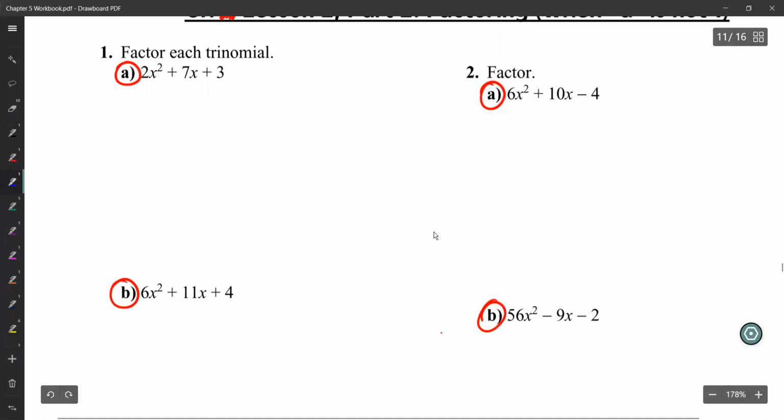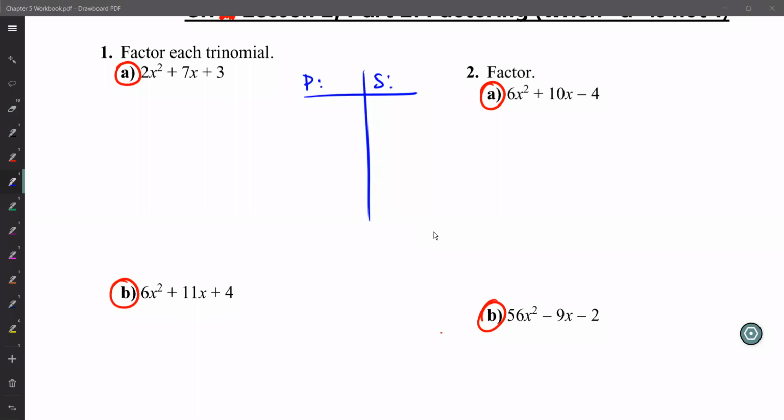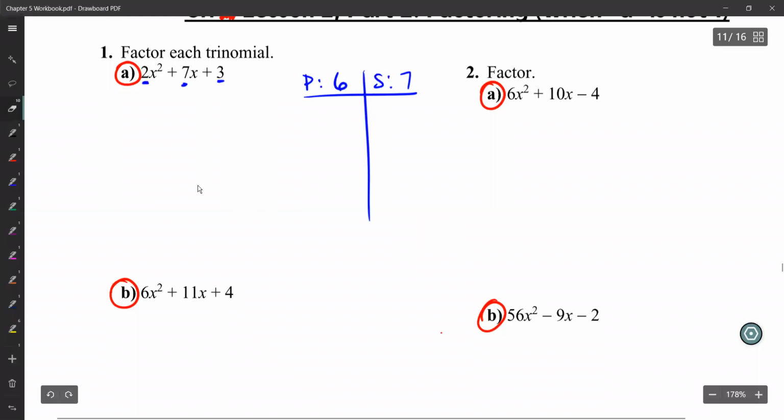So I am looking for what product and what sum. Who can help us with the product and sum? Product 3, sum 7. Nope, not quite. The product is 6. Yeah, you got to do A times C. So the product is 6, and the sum would be 7. Great, thank you. Okay, so watch out for that.